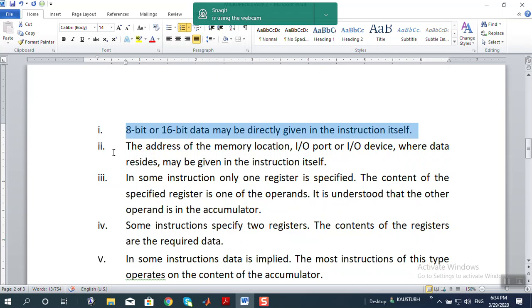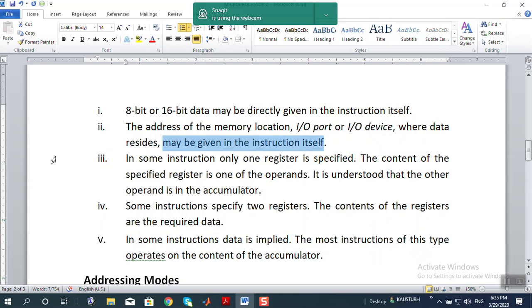Second method or technique to identify the data: the data may be anywhere in the memory location, or it may be anywhere in the I/O ports. I/O port means an input-output device. Where the data resides, that means in this I/O port or memory location or I/O device, your data is there. Then that I/O port or the memory address can be given along with the instruction itself.